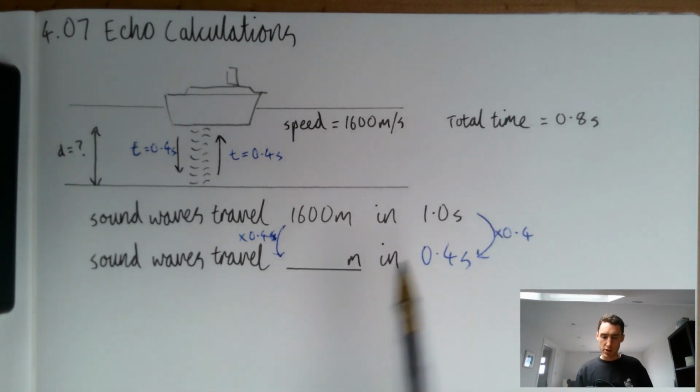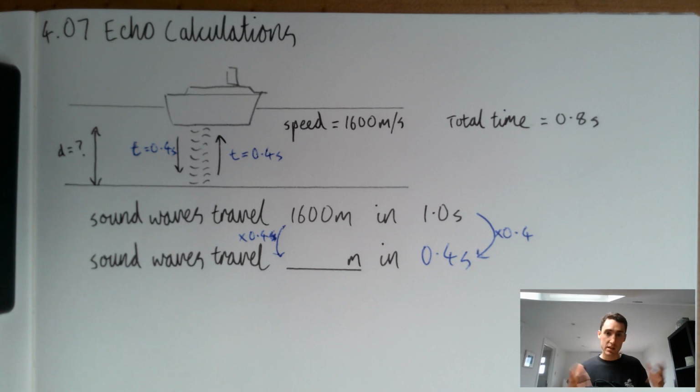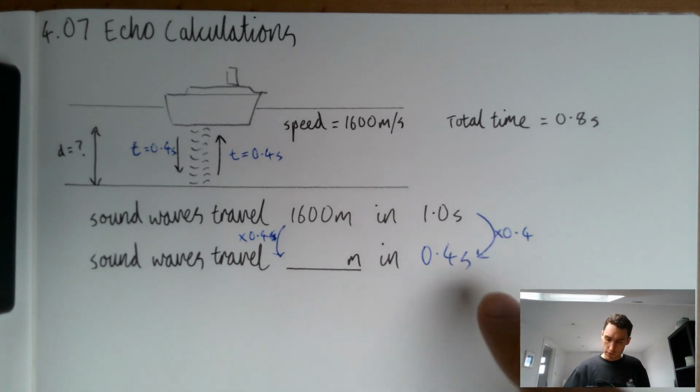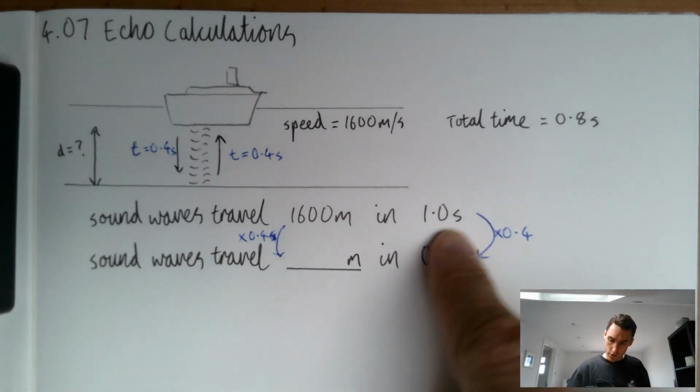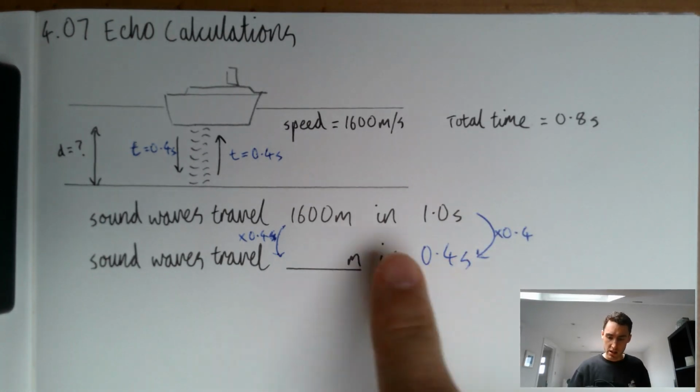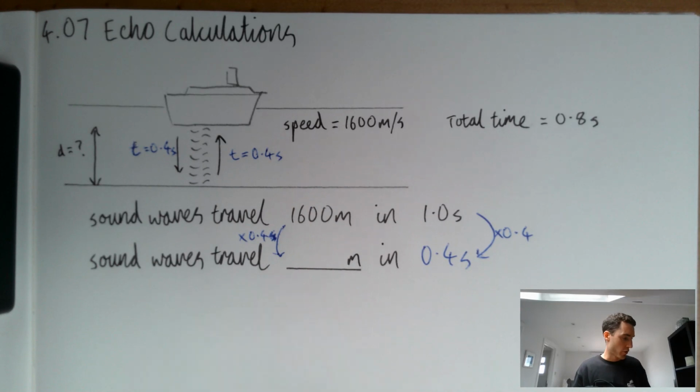And I think this illustrates quite nicely, this is similar to how they do it in maths, that idea of proportionality. So we've times 1 by 0.4 to tell us how many seconds this is, so we're going to have to times 1600 by 0.4 to work out how many meters it's going to travel.